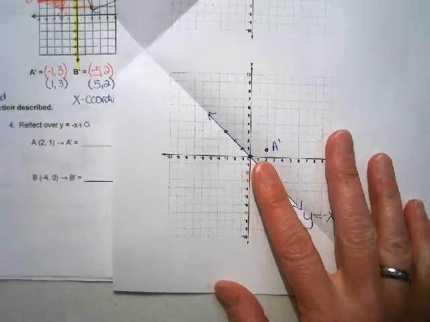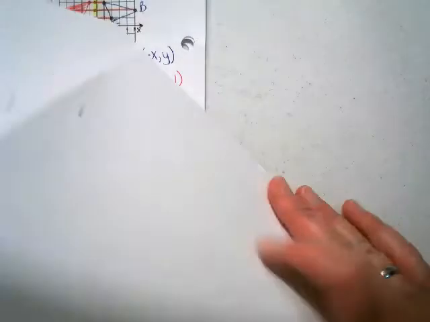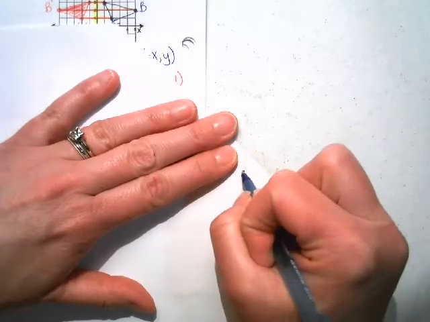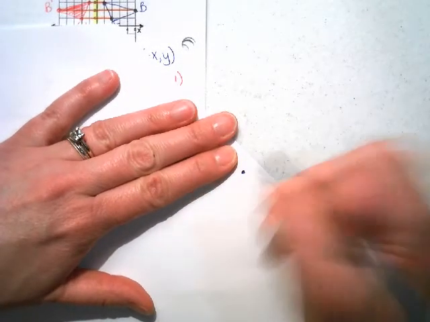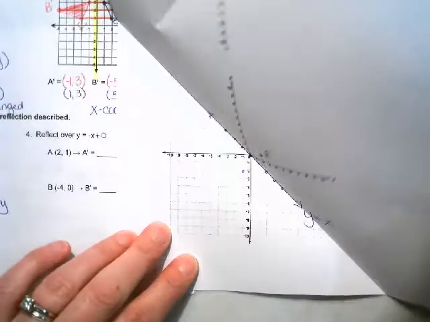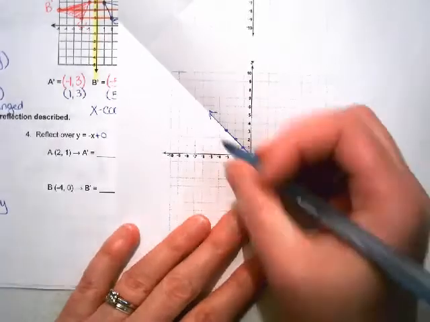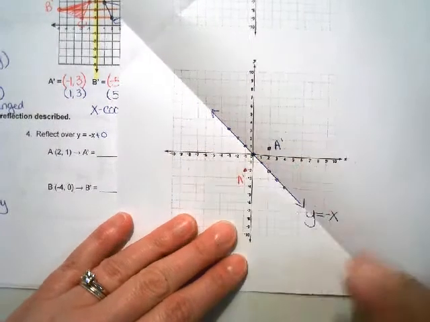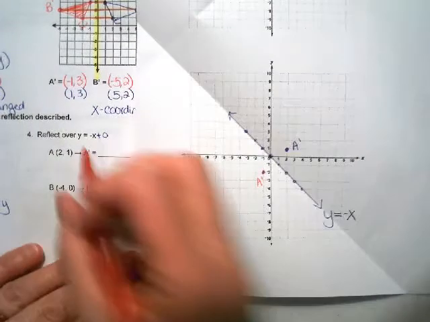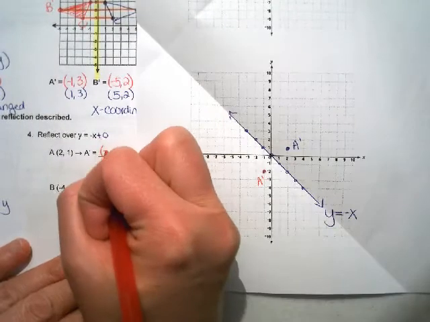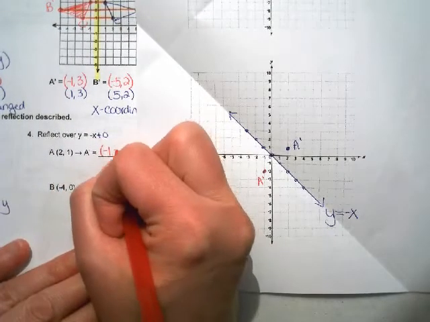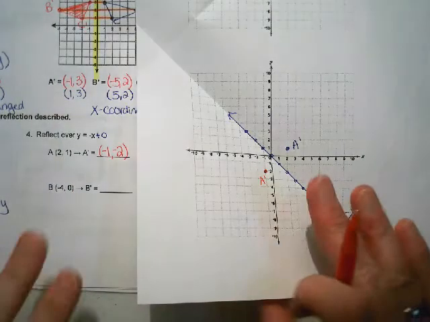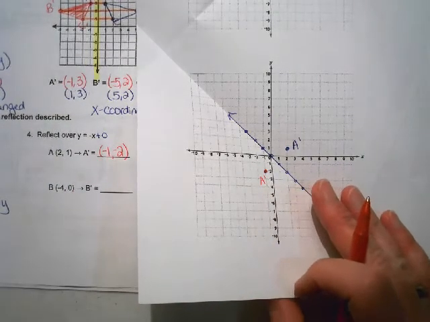Now, I'm going to fold this over because I'm going to reflect it over the line. So if I reflect this over, and if I push down on A again, when I open it back up, here's my new location of A. So my new location, if I look at that, it's negative 1, negative 2.